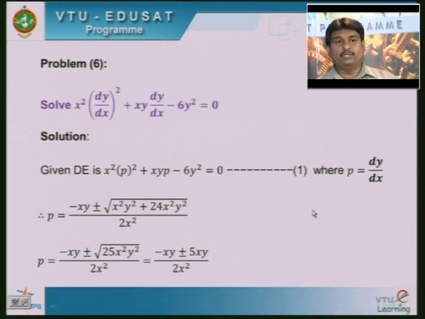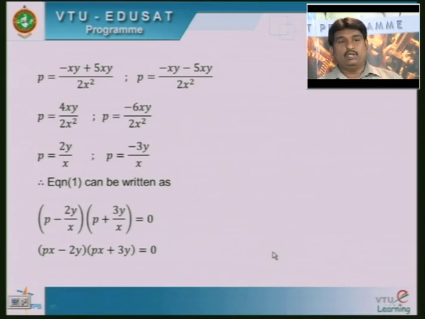Now, problem number 6. Solve x square into dy by dx whole square plus xy into dy by dx minus 6y square equals 0. The given differential equation is x square into p square, where dy by dx is p, plus xy into p minus 6y square equals 0. As usual, it is a quadratic equation. You can find its factors and solve it for p to get roots as p equals 2y by x and p equals minus 3y by x.